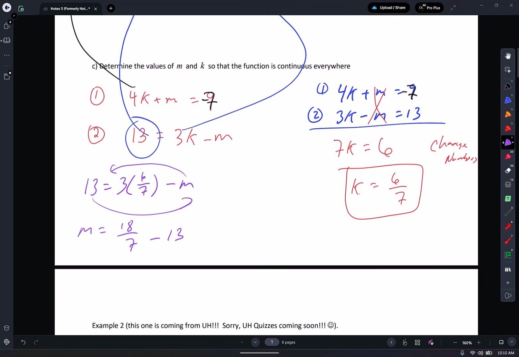And I don't know. Should we do common denominator and then see what this is? Or just leave it like that? Or like that? Okay, that's fine. I'm okay with that.